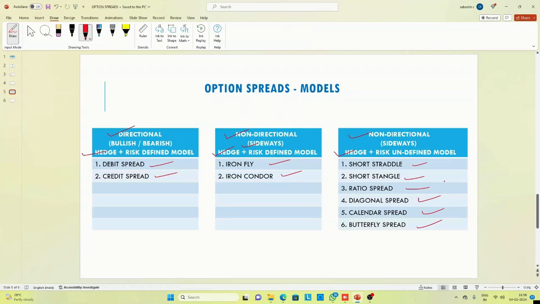So we have 10 different option spreads which can be used by a trader to deploy their trades based on the market trend and based on the available option spread models. We will discuss each option spread in detail in the next episode.